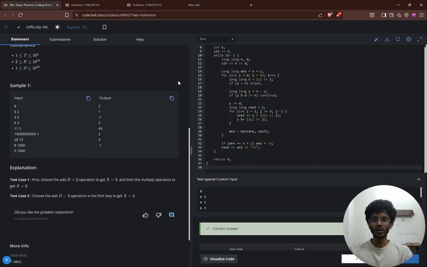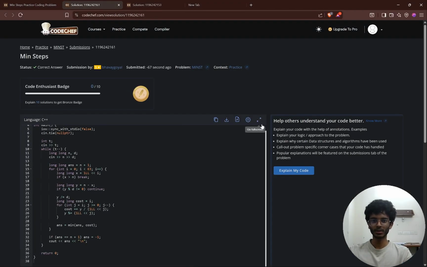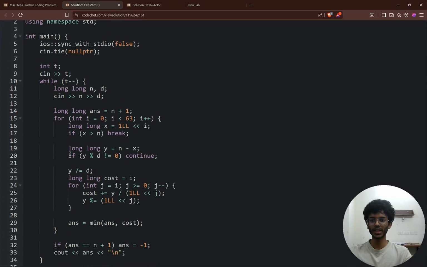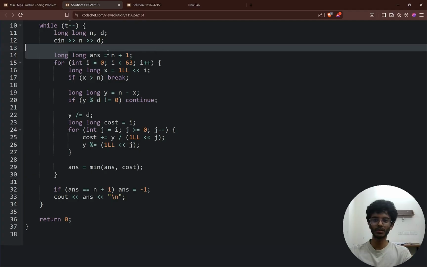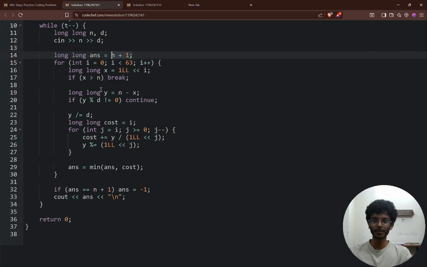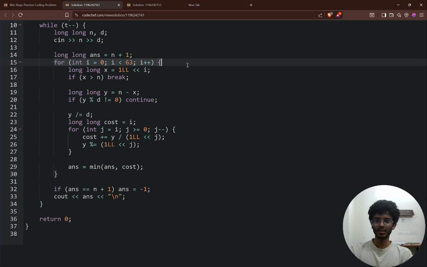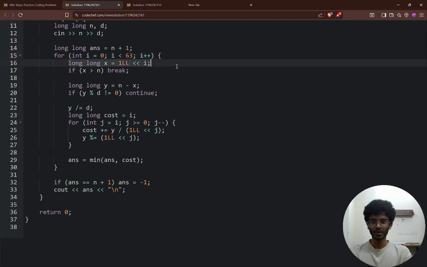Now let us see the code in C++ and Python. So this is the solution in C++. We take in the input of n, d, and all the test cases. We initialize our answer as n plus 1, which is nothing but infinity. Now we just run a loop from 0 to 60. It could also be up till 60, and that is totally fine. We have defined x to be 2 raised to the power i. If this x is greater than n, that means it's just not possible now, so we can break.